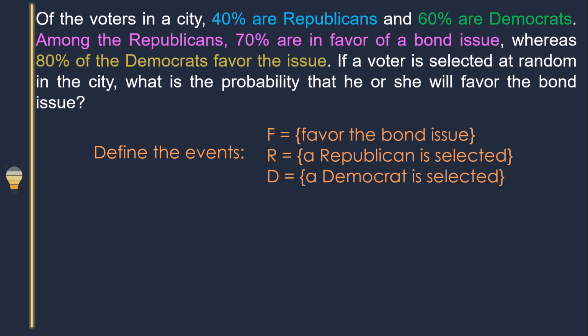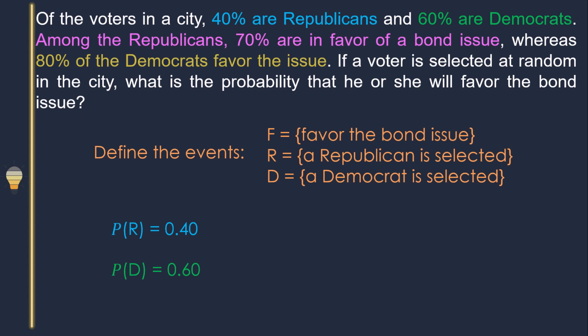40% are Republicans. So we can write probability of R equal 0.4. 60% are Democrats. That is probability of D. And look at here, 40% plus 60%, 100%. That means we assume there are only political groups here. Now go to the next.